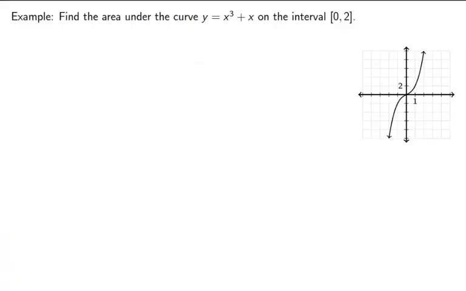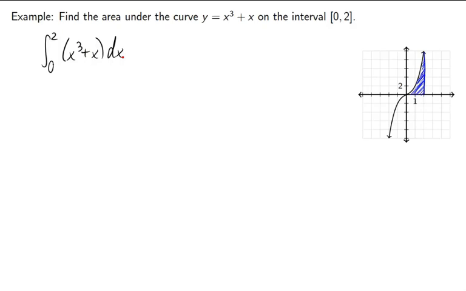Let's do an example. Let's find the area under the curve x cubed plus x on the interval from 0 to 2. So I've already got it graphed here. What I want to do is show you a little picture. We've got the area under the curve. That area, if you recall, is represented by the definite integral, which would be on 0 to 2. 0 to 2 are my bounds. I'm going to integrate the function x cubed plus x with respect to x.